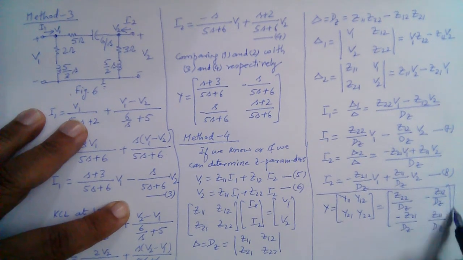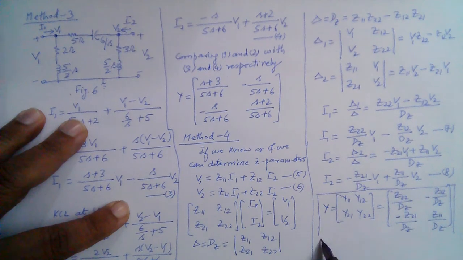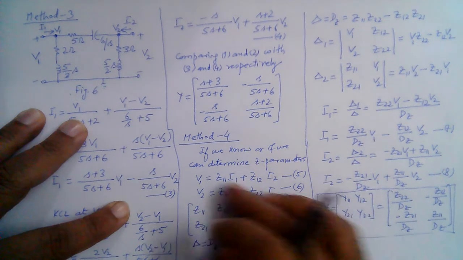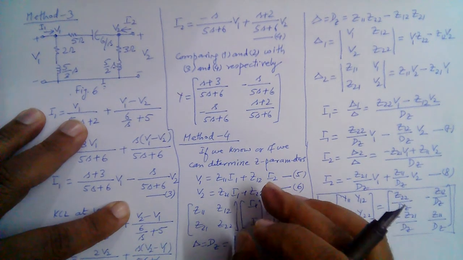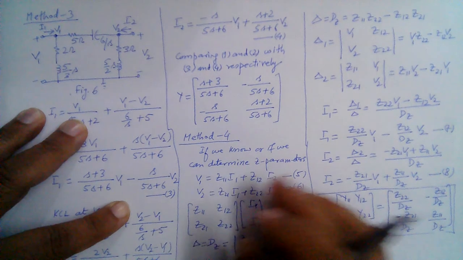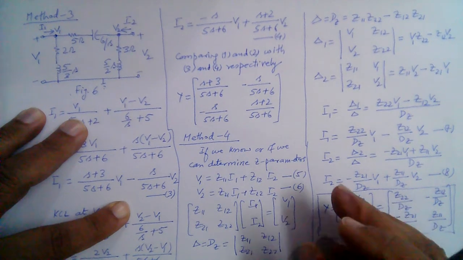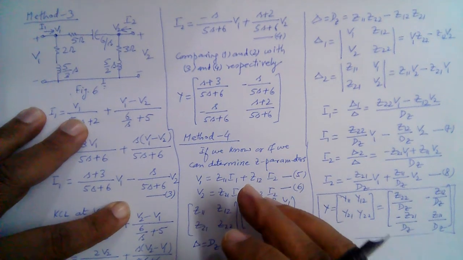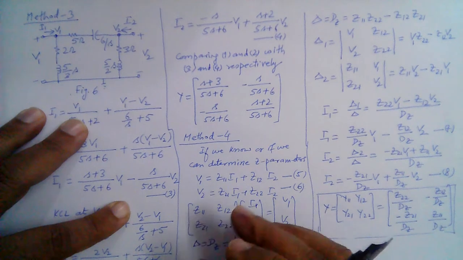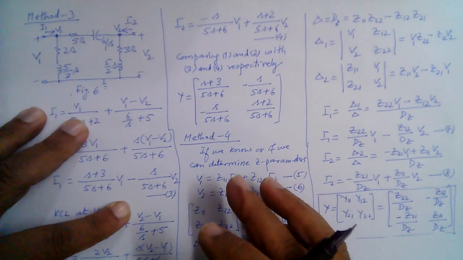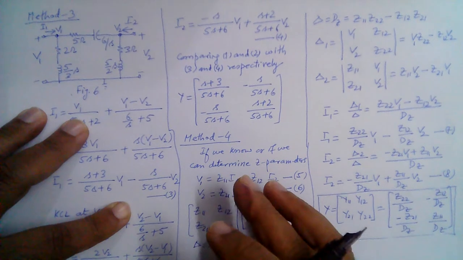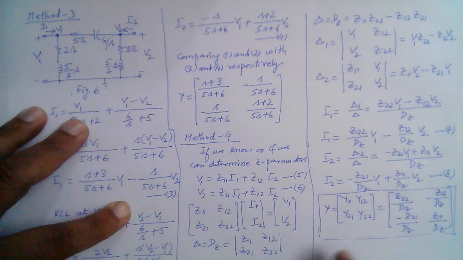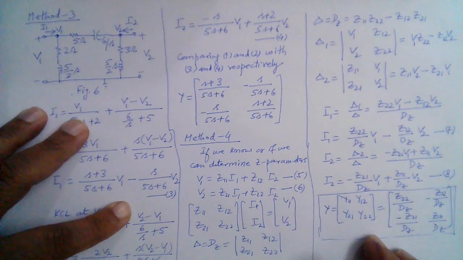In fact, if any other set of parameters is given, they can always be transformed to the y parameters using a similar method. For example, if we are given hybrid parameters, these can also be transformed to the y parameters. So from one set of parameters, we can always derive the other set of parameters. So this is yet another method to find out the y parameters.